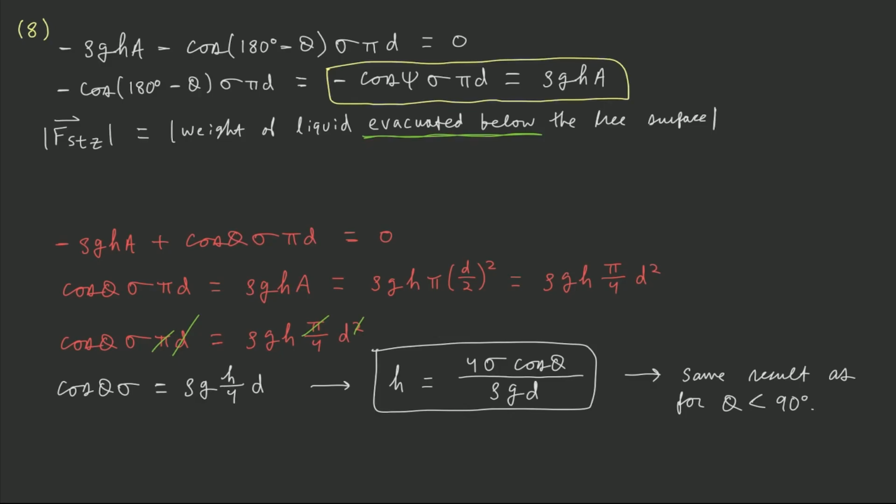And that is equal, in magnitude, to the magnitude of the z component of surface tension, because if you take the magnitude of both sides, you get this expression right here. So the magnitude of the z component of surface tension is equal to the magnitude of the weight of the liquid evacuated beneath the free surface. Now that's very cool, because in the previous video, when the contact angle was less than 90, we found that the magnitude of the z component of surface tension was equal to the magnitude of the weight of the liquid that rises above the free surface, right?